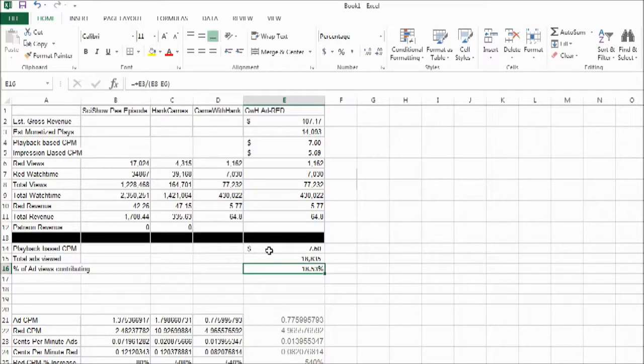If Vlogbrothers has like 90% of its views contributing to your revenue, and SciShow has like 40%, and Hank Games or Games with Hank has 20%, then maybe there isn't really anything in this percentage that I just calculated. But if they're all pretty constant, then you can kind of get a sense for how many views it takes to actually make a certain amount of money.